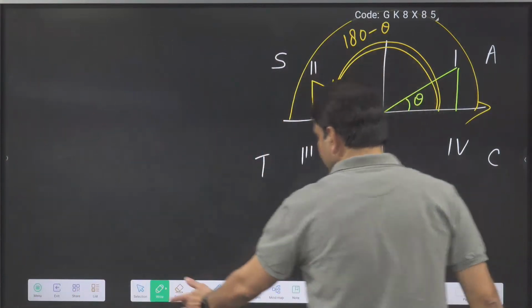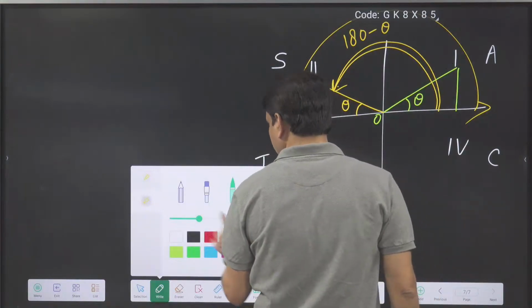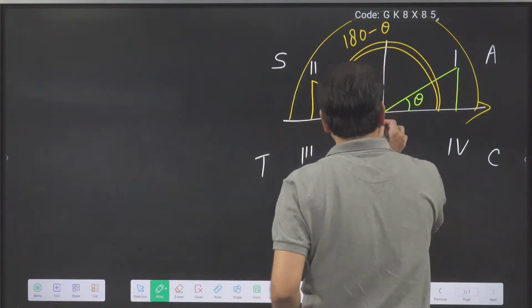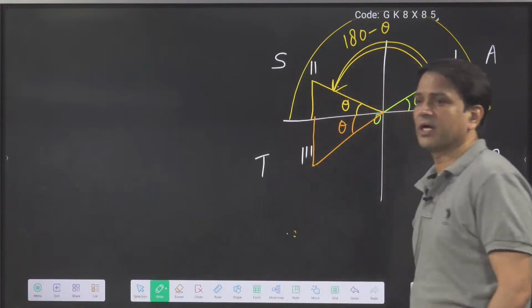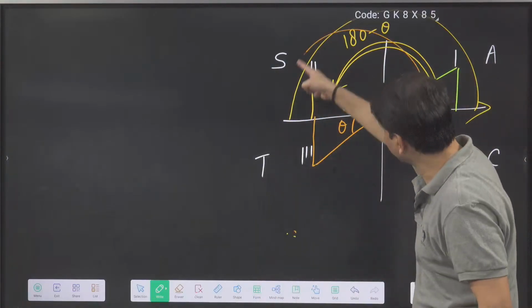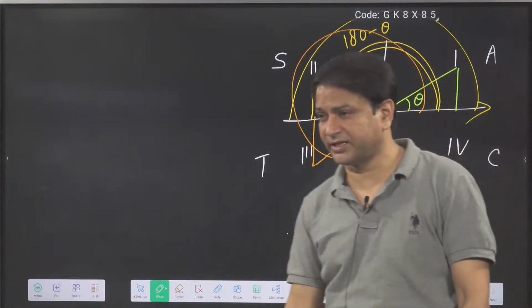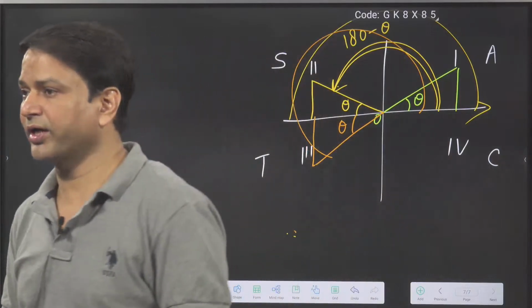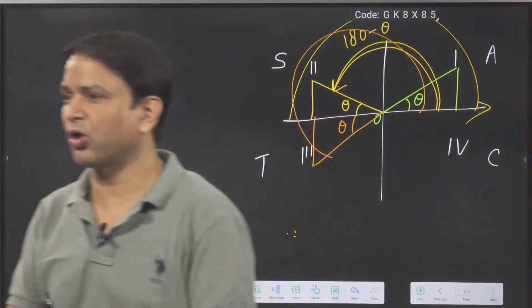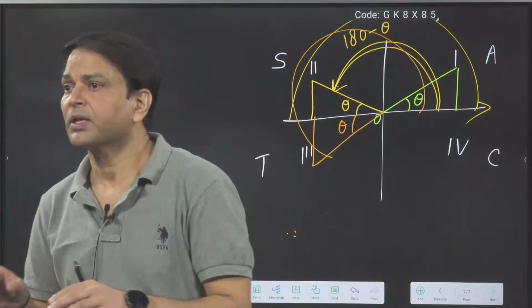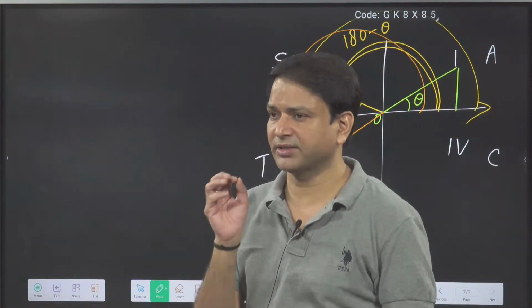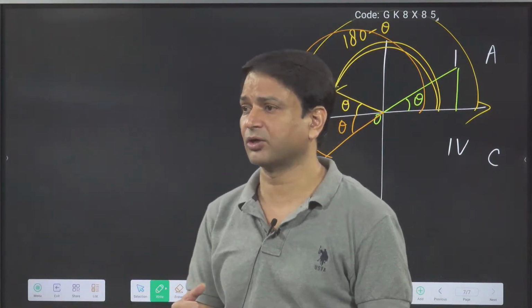Similarly, I am making the triangle in the third quadrant. Same triangle. Then in the third quadrant, what is the angle I will say? In the third quadrant I will say 180 plus theta. Okay. So 180 minus theta means second quadrant. 180 plus theta means third quadrant. I am not using 270 first. Okay. 180 minus theta, second quadrant. 180 plus theta means third quadrant.